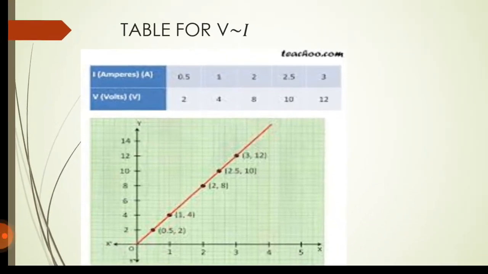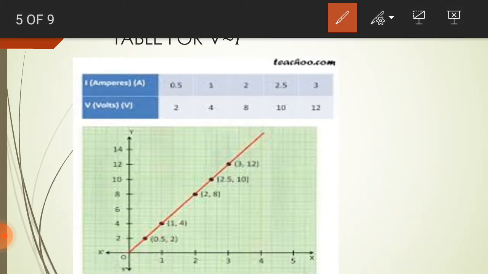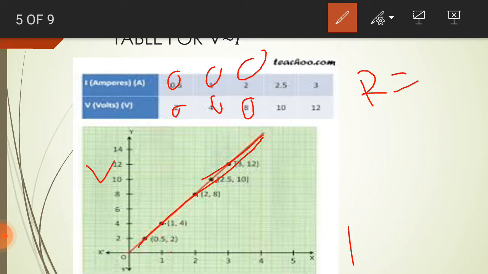After filling the table, we will draw a graph between V versus I. Here we will take V along the y axis and I along the x axis. We will get different points. Then we will join these points and we will get this graph. If the V versus I graph is a straight line, then we say this conductor obeys Ohm's law. If we calculate V by I for each point, we will get the resistance, a different set of resistances.